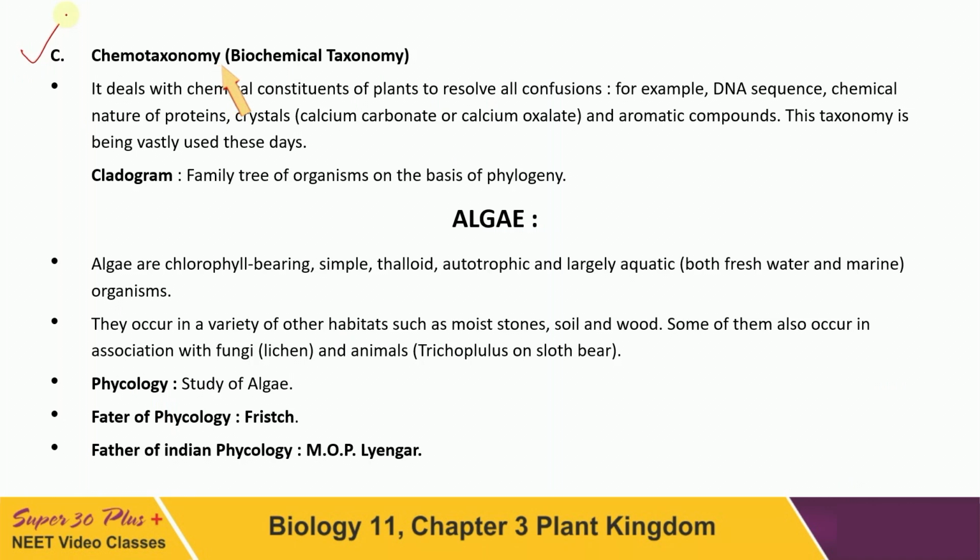Chemotaxonomy, biochemical taxonomy. Different types of chemicals present in a cell that make basis of classification will be called chemotaxonomy. Chemical constituents of plants resolve all confusion. For example, DNA sequencing, very important one. Chemical nature of protein, crystals, for example calcium carbonate, calcium oxalate, are present or absent, or what is the nature of all these chemicals, and aromatic compounds. This taxonomy is vastly used nowadays.